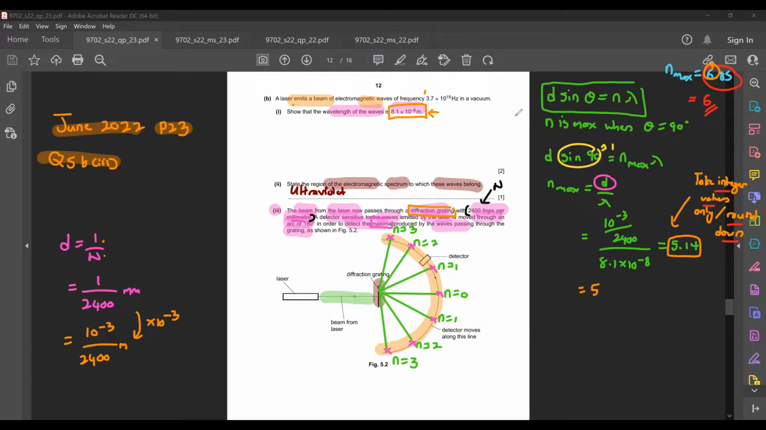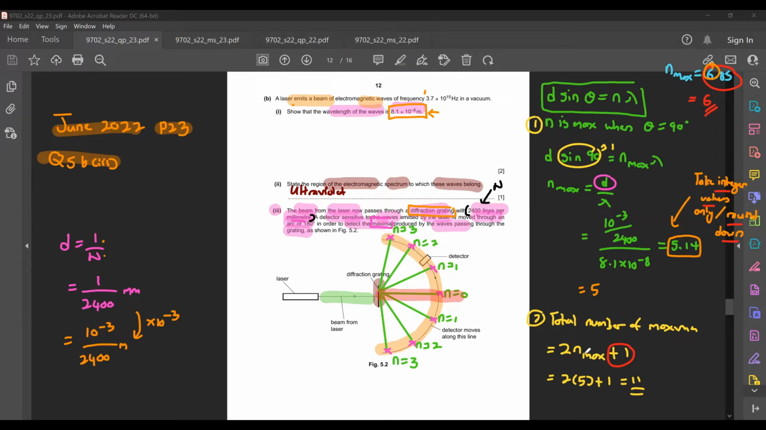But the question wants the total number of maxima. So you have one step left in your working. To find the total number of maxima, you will have to take 2 times your N max plus 1. So this one will be 2 times 5 plus 1, giving you 11. So this is the total number of your maxima. Now, why is it specifically we need to plus 1? Because the plus 1 is supposed to include the maxima right at the center.